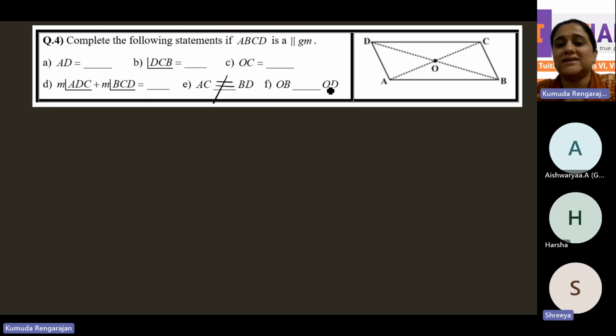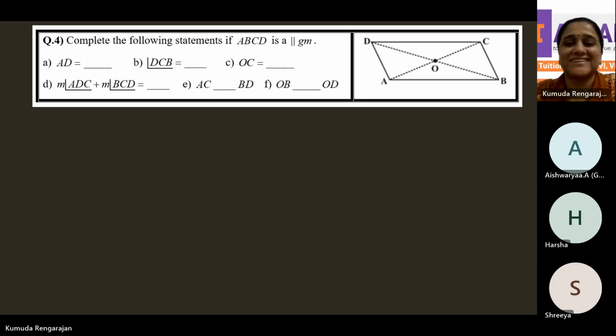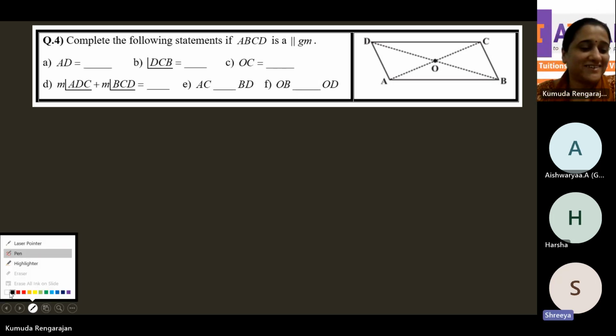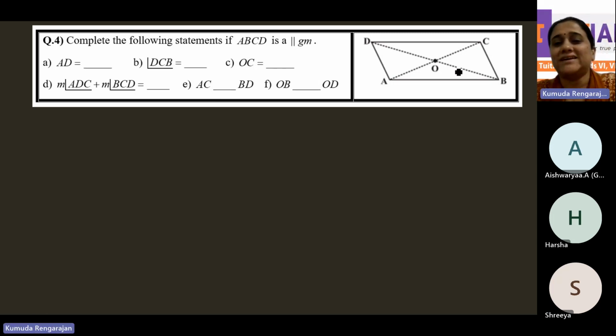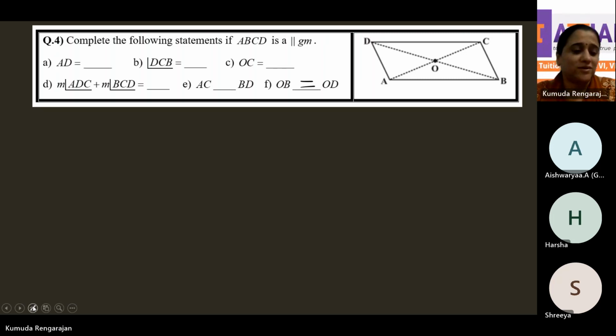OB dash OD? I always think that a parallelogram is always like a square, a rectangle, right? So that's why I got confused. No, it's not okay, but I understand what you say. You must unlearn that and learn it correctly now. Okay, ma'am. OB is equal to OD. Correct.